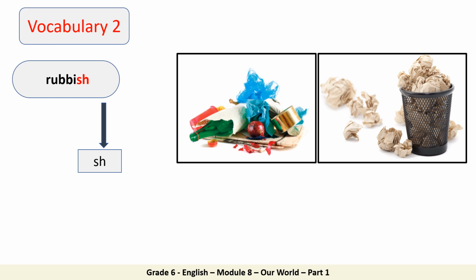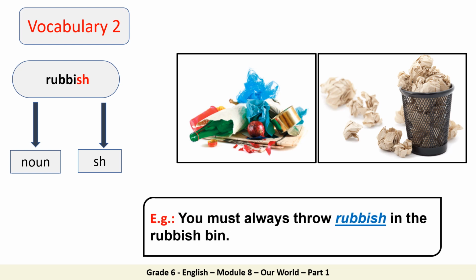Also, can you tell me what's the function of this word? We say the rubbish, a rubbish, and we talked about this before. If you can put a definite or indefinite article like a, an, or the to the word, it means that it is, that's right, a noun again. Very good. So, can you use the word rubbish in a sentence? Very good. You must always throw rubbish in the rubbish bin. Great job.